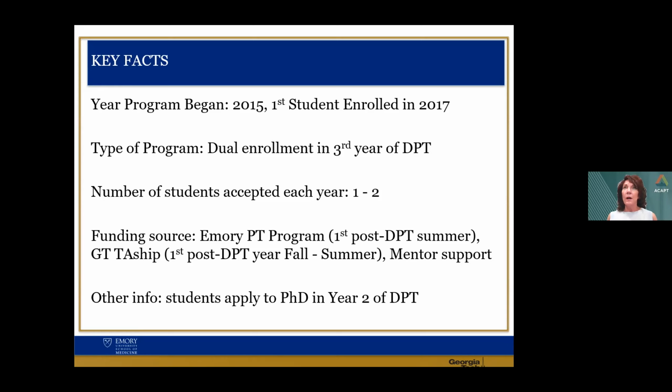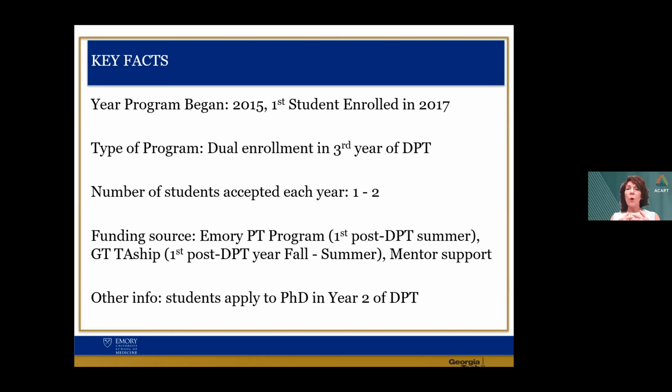They apply to the PhD, and they must complete successfully 2 years of the PT program before they can apply to the PhD program at Georgia Tech. They apply in the fall of their second year, and if they're accepted, they are notified in the spring of the third year of their DPT and begin classes in the third year of the DPT at Emory and Georgia Tech at the same time. So they take some of the same classes at the same time, which theoretically cuts out a year of time.